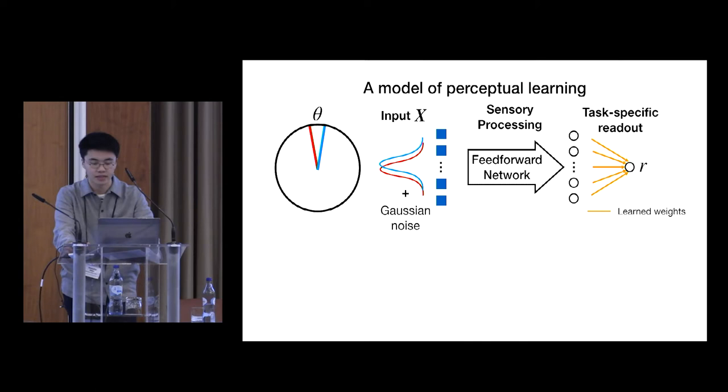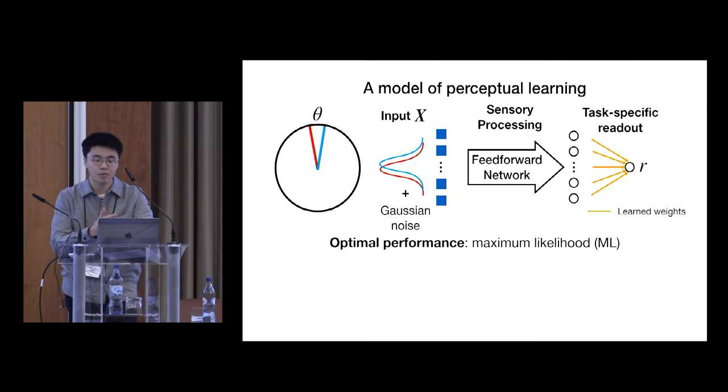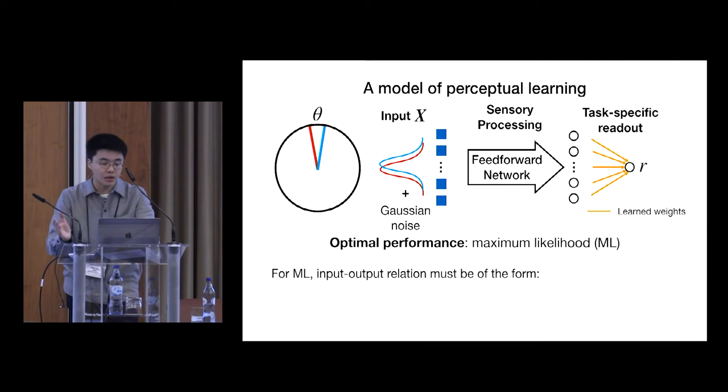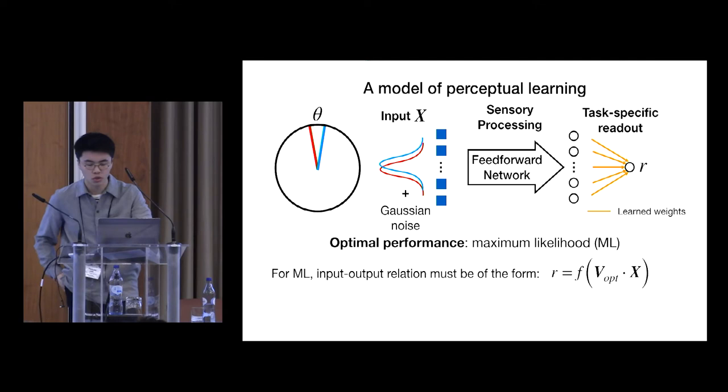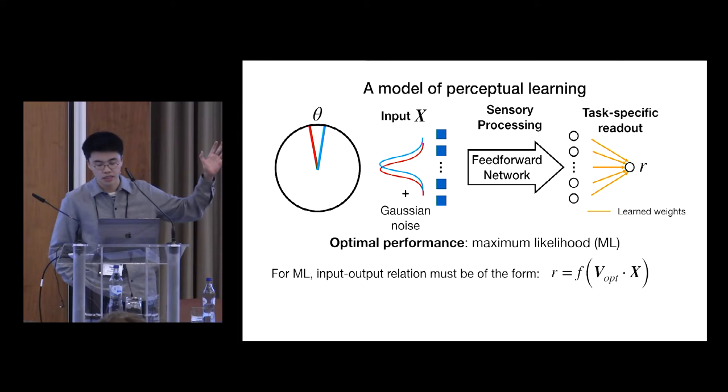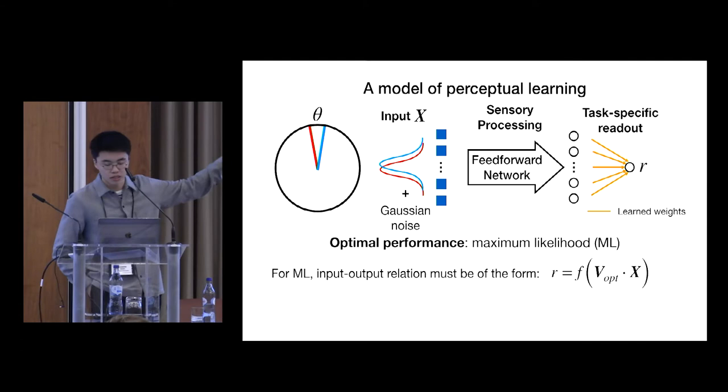In this case, the optimal performance that you can possibly get is that of maximum likelihood, because there's noise in the input. We have derived that for any network to do maximum likelihood in this case, your input-output relationship has to have this form, which is quite simple. R is a readout used to decide which orientation it is. X is the input. V opt is the best linear decision surface that you can draw in input space. And F is a scalar function that needs to meet some mild conditions.